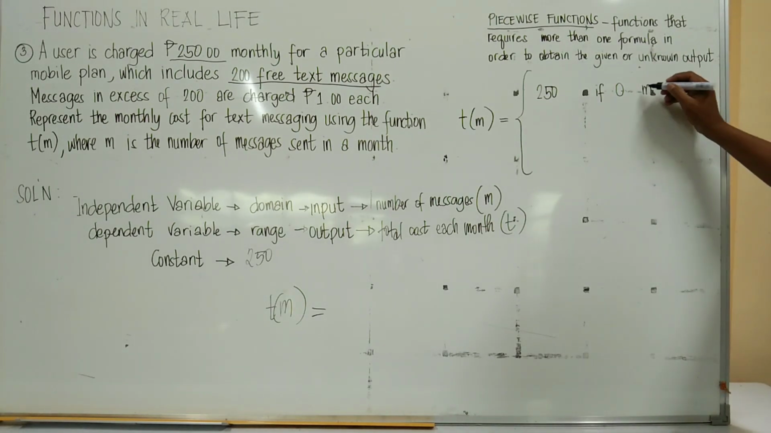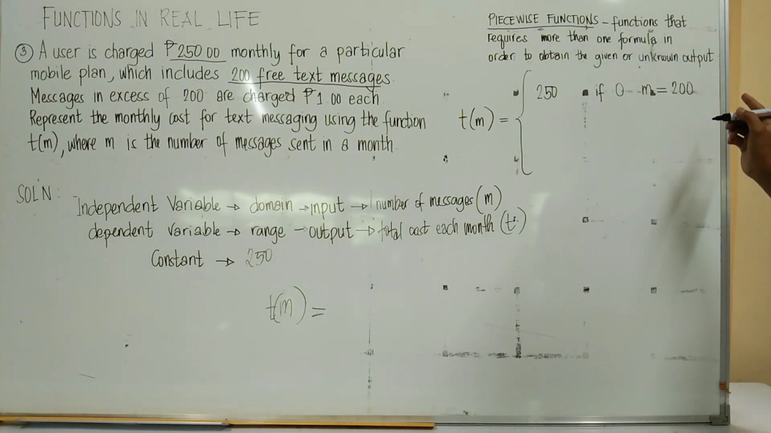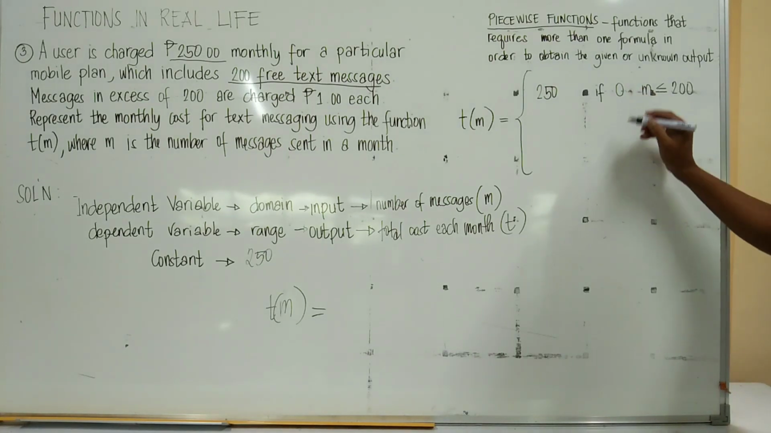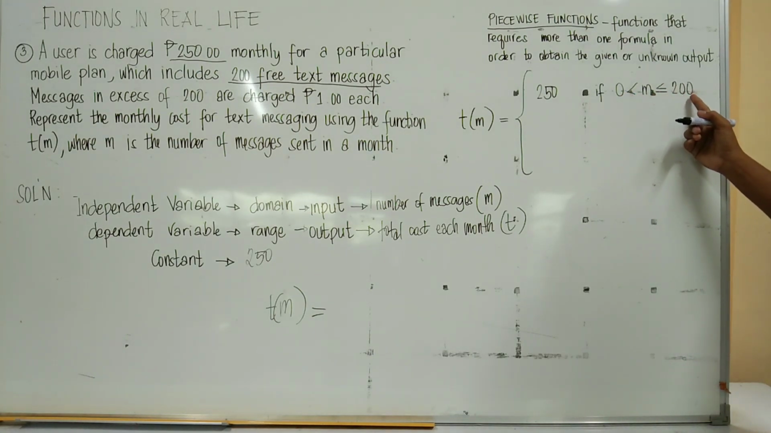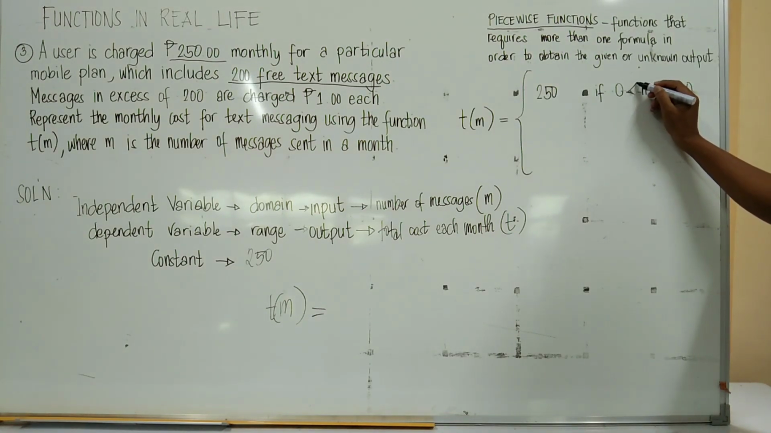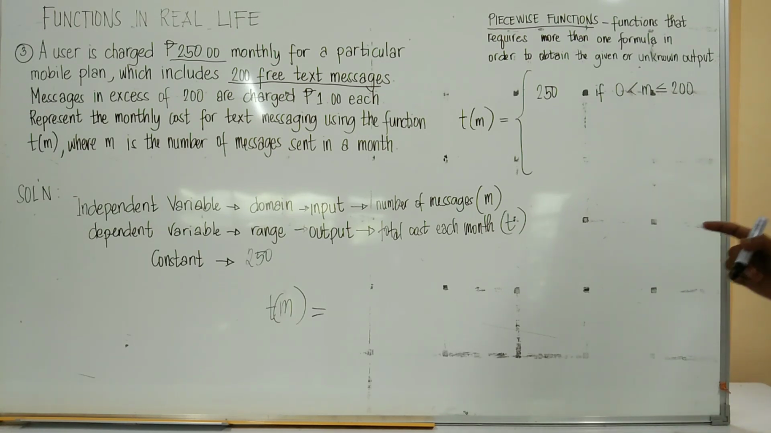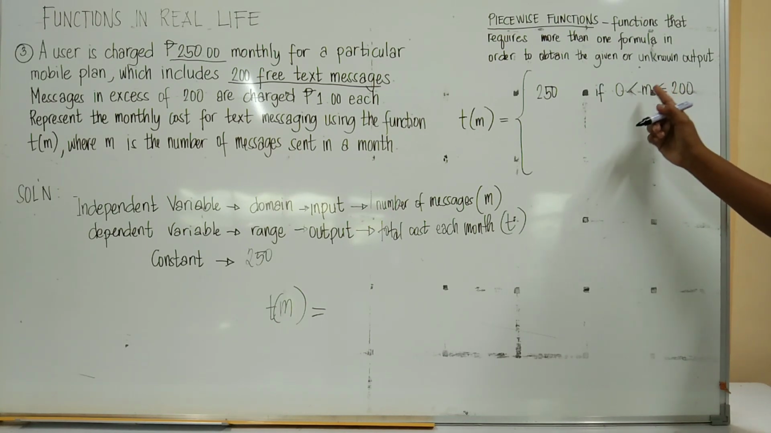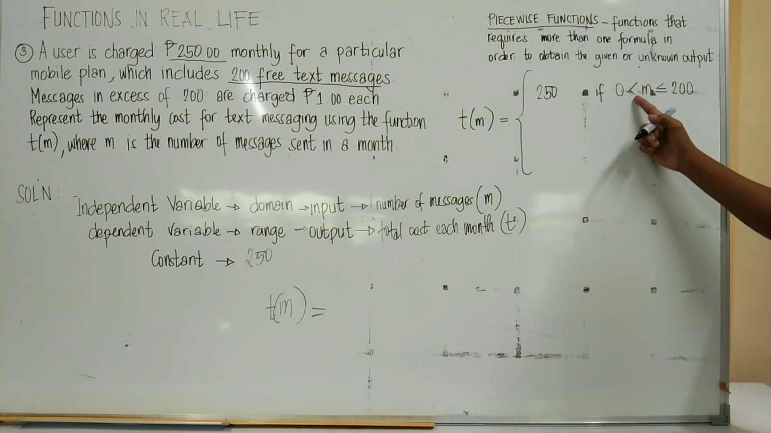Now we will write the symbol. Your boundary is 200, and that will be equal to 200, or less. So we can read this notation as M is greater than 0 but less than or equal to 200. Just look at the symbol. If we have three variables or quantities, we will read this notation from the middle. So we have M is greater than 0 but less than or equal to 200, or we can read it this way: M is less than or equal to 200 but greater than 0.